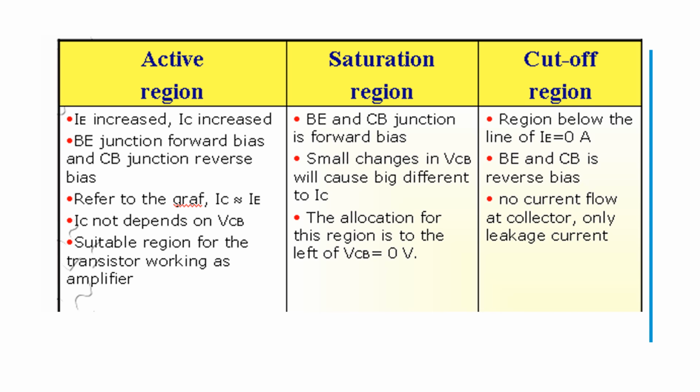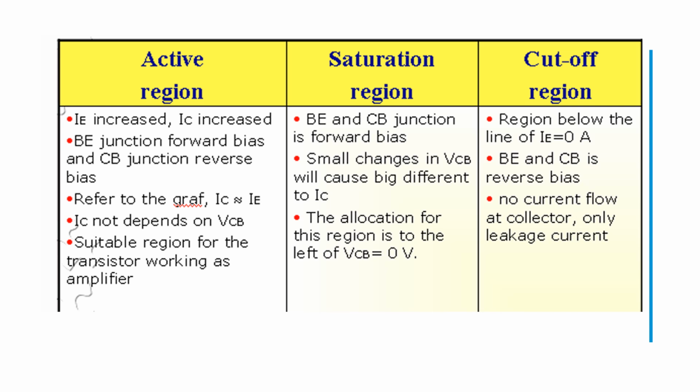Whatever the external voltage, even if the output junction voltage increases, VCB does not affect IC, because IC depends upon IE. The output current depends upon the input current. That's why the BJT, bipolar junction transistor, is called a current controlled current device. The output current is controlled by the input current. The suitable region for a transistor to act as an amplifier is the active region.